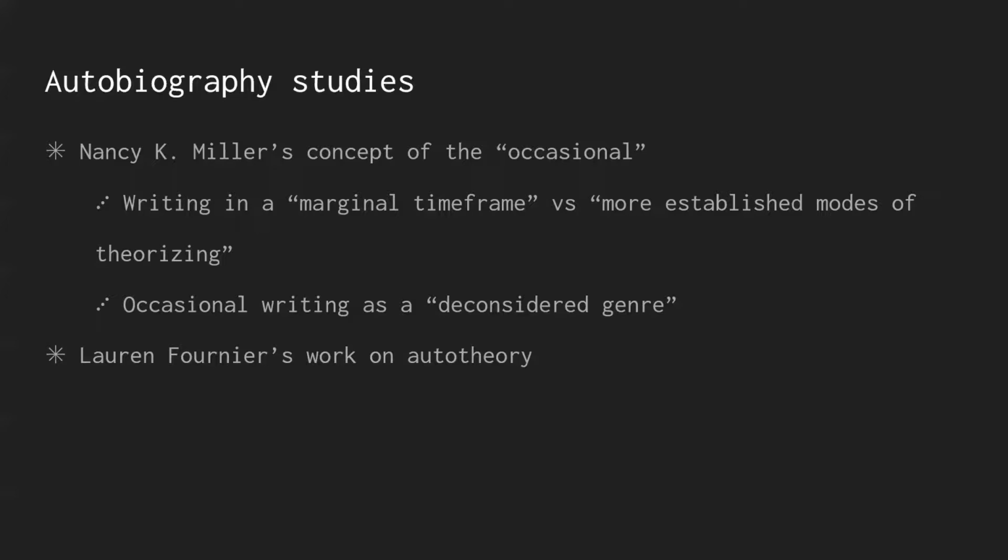Also important here is Lauren Fournier's work on autotheory and her arguments for autotheory and autobiography as feminist practices that exist in a space separate from the typical offices of tenured faculty. These offices of tenured faculty, as we might imagine them, would fall into Miller's definition of more established modes of theorizing. Here, Miller is talking more about people who work in the academy, who have access to resources and who can gain material benefit from thinking and from writing.